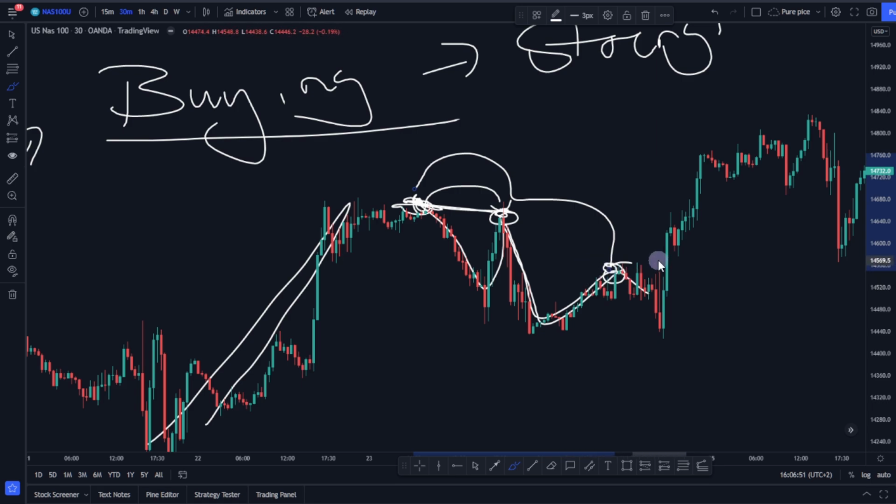But you are not just going to buy from there. You have to make sure that you wait for other confirmations as well. So we can see here that this was our last high, and then it was broken here. However, you can't just enter from this breakout without considering any other factors.